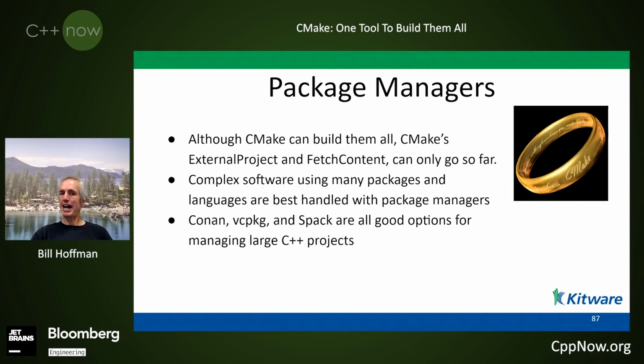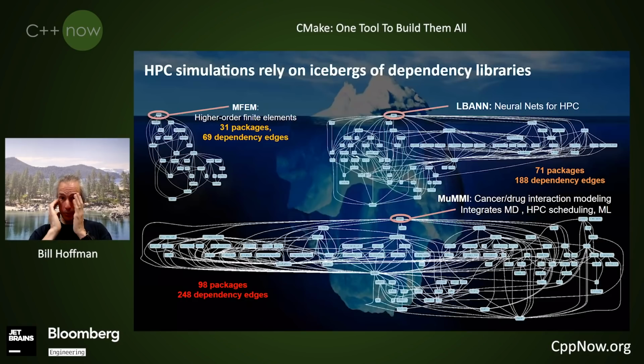Conan, vcpkg, and Spack are all good options for managing large C++ projects. Let's take a look. We've been working with the Spack team a little bit at Kitware, and this is one of their slides showing that HPC simulations, high performance computing simulations, have these icebergs of dependencies. This one, MFEM, a high order finite element system, requires 31 packages and 68 dependency edges. This one down here, a multiscale cancer drug interaction code that integrates MD and HPC, has 98 packages and 248 dependency edges.